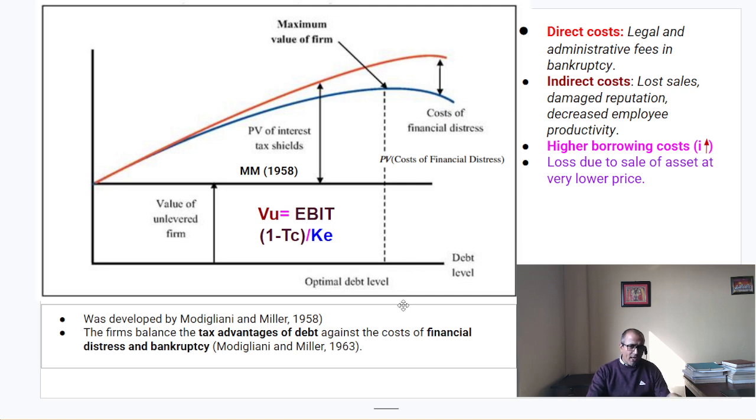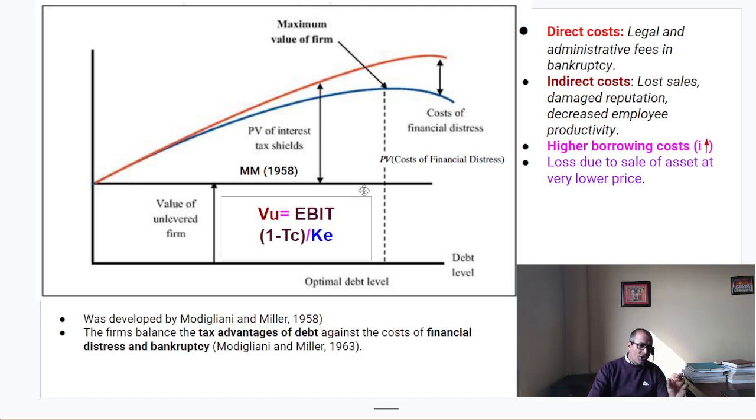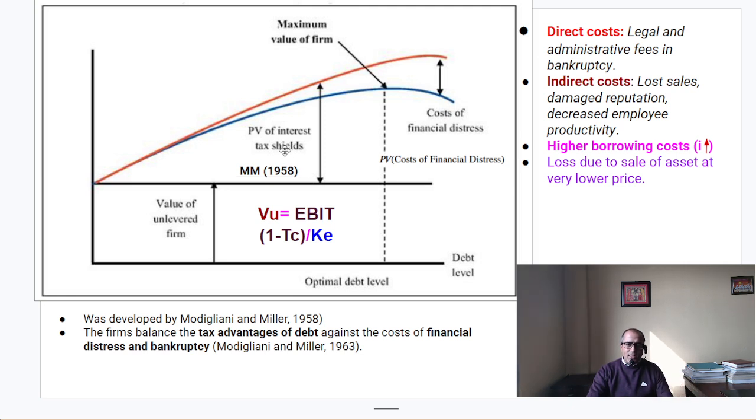Now the next important point we need to understand here is the optimal level. When the company uses debt beyond the optimal level, this line is the maximum value of the firm. This is the point. But beyond that point, there will be other costs, which is the cost of financial distress. So this is the present value of the cost of financial distress. So the value of the firm in this case is the value of the unlevered firm plus the present value of interest tax shield, or debt tax shield, minus the present value of the cost of financial distress.